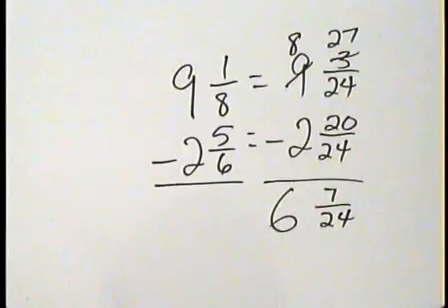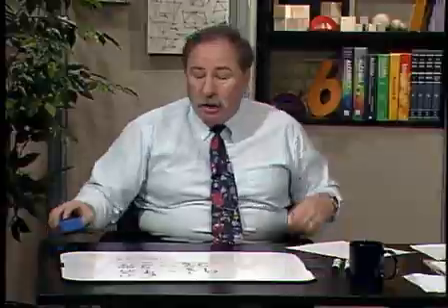And the final step in subtraction is to reduce if possible. Can I reduce? Nope. Again, I have a 7, and I know the only number other than 1 that divides 7 is 7, and 7 does not divide 24. So my answer is finished. It's correct. Again, 9 minus 2 is 7, so my answer should be either 7 and a fraction or possibly 6 and a fraction, and it is 6 7 24ths.